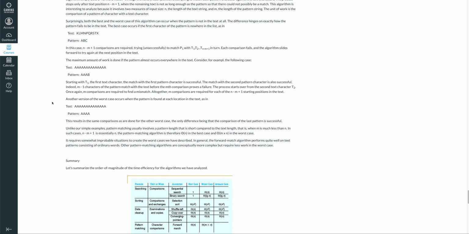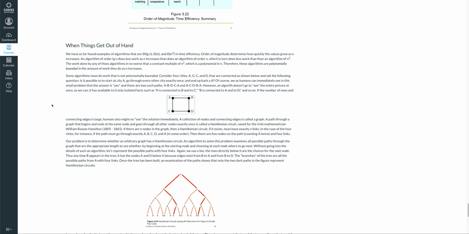Intractable algorithms, intractable solutions. An example of an intractable solution is called the Hamilton circuit. So the Hamilton circuit will essentially be like, hey, if I need to get from A to D, what are the number of steps I can take to get there? Well, it's simple on this small scale.